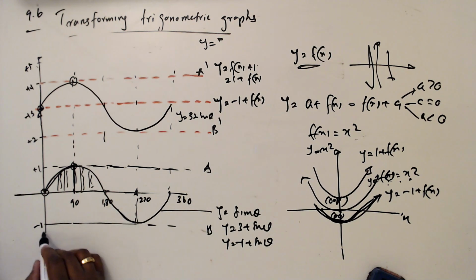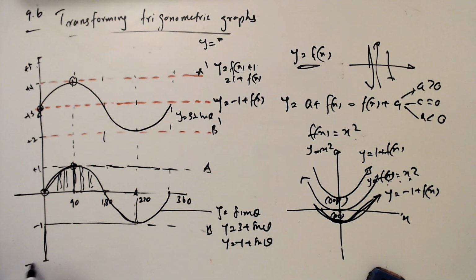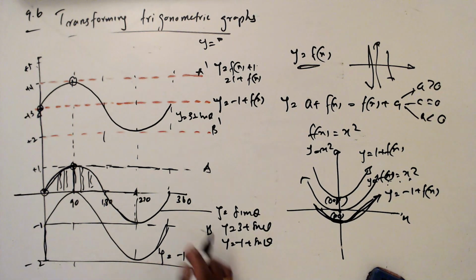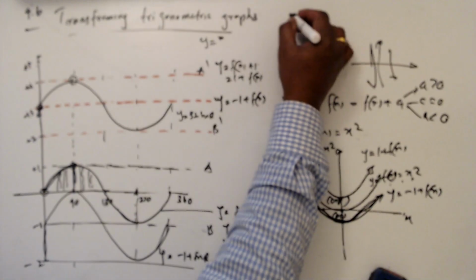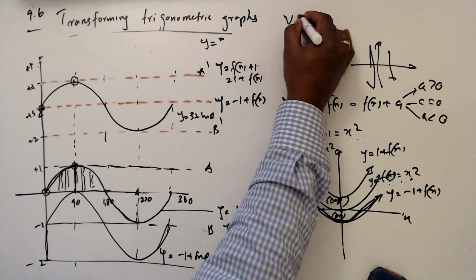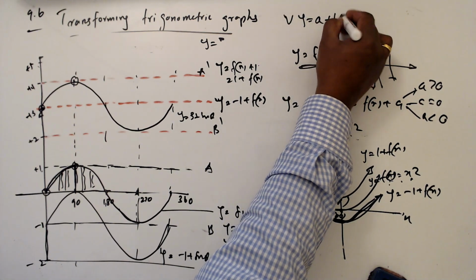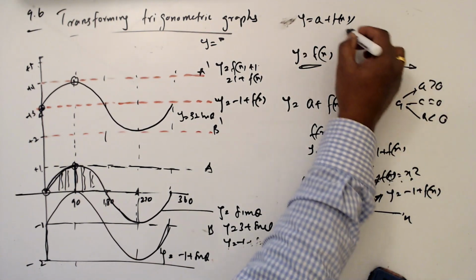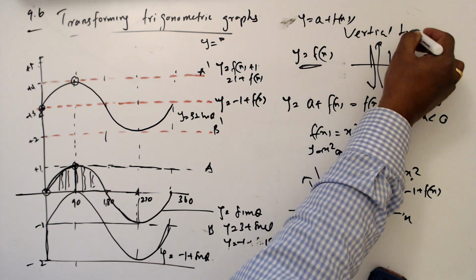It means the graph is going to be, this is minus 2 line. The graph is going to be something like this. This is y equals minus 1 plus sine theta, shifted 1 unit down. So this translation is a vertical translation. y equals a plus f(x), according to the value of a, so this is up or down. This is vertical translation.